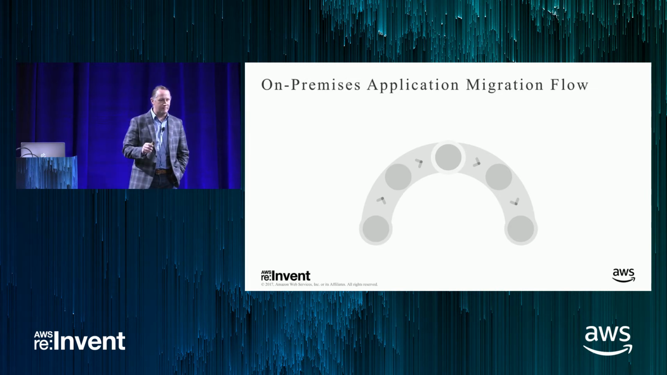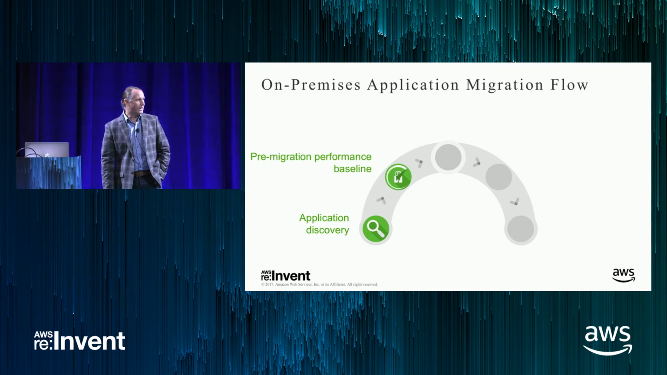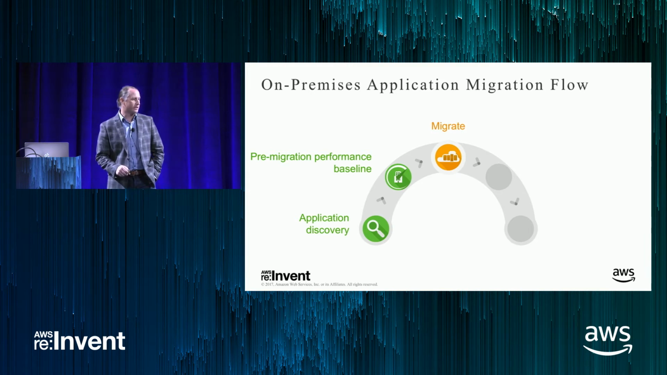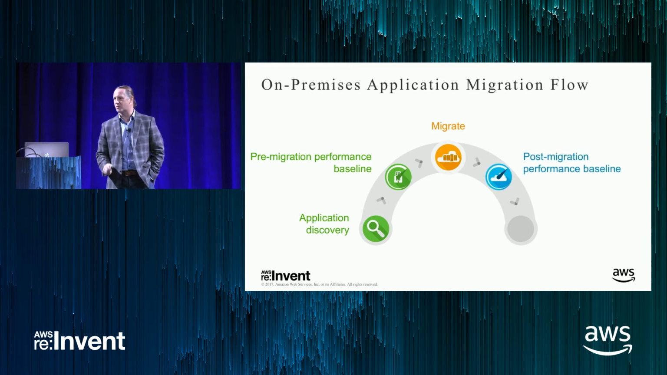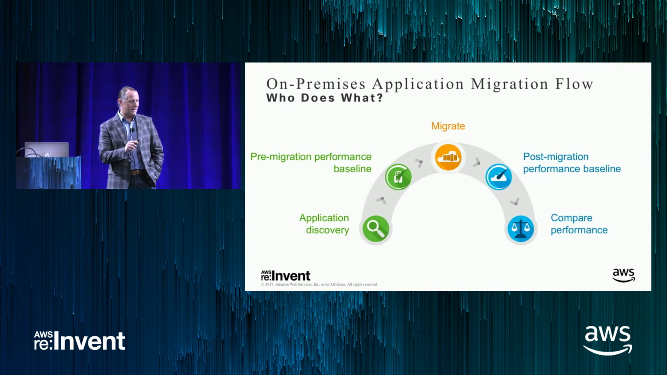So I'm going to talk about the migration flow. We need to do this application discovery. We need to do a pre-baseline. How did it perform before? We then need to actually do the migration. We then want to do a post-performance baseline. Does it perform the same or better as it did from the source? And finally, we want to do the comparative performance, and bring it under management.